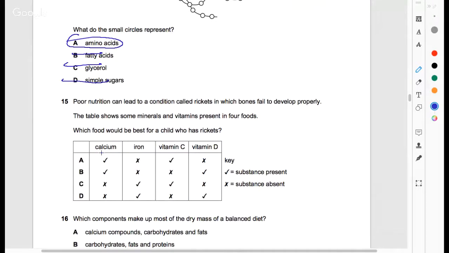Poor nutrition can lead to a condition called rickets, in which bones fail to develop properly. The table shows some minerals and vitamins present in four foods. Which food would be best for a child who has rickets? So remember that rickets is caused by a deficiency in vitamin D.